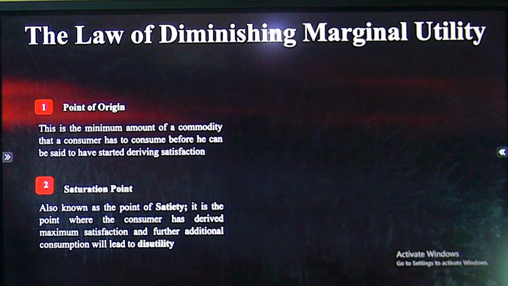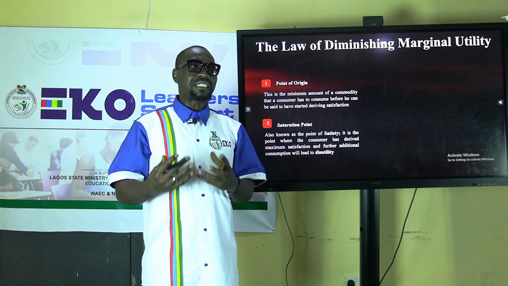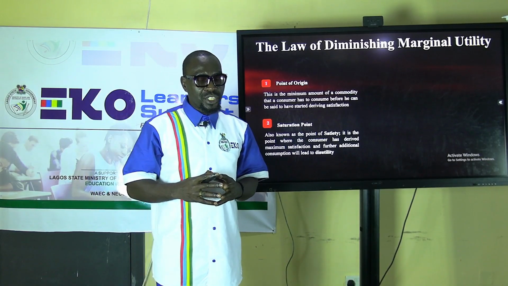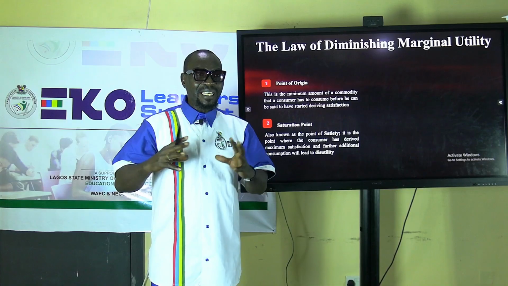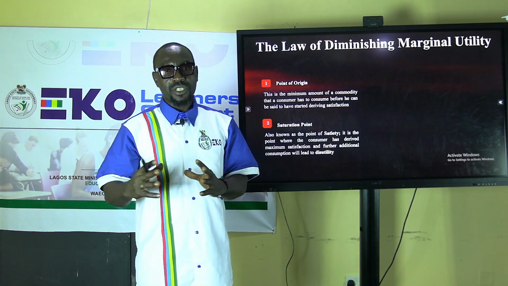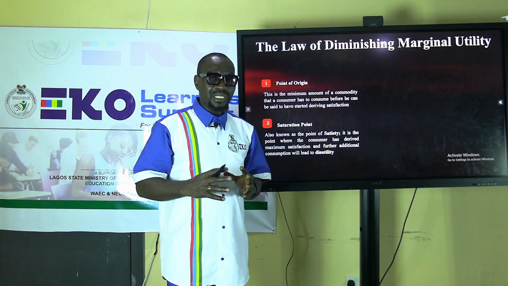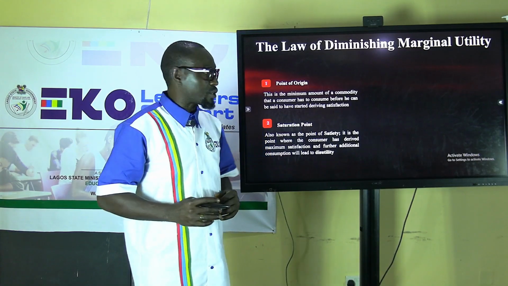Before we look at the law itself, let's look at two basic concepts referred to as the point of origin and the point of saturation. The point of origin is basically the minimum amount of a product or commodity that a consumer uses before he starts to derive satisfaction. While the point of saturation is that point where the consumer has the highest satisfaction, beyond which further consumption of the commodity begins to give dissatisfaction.